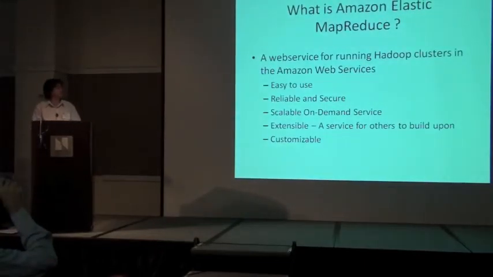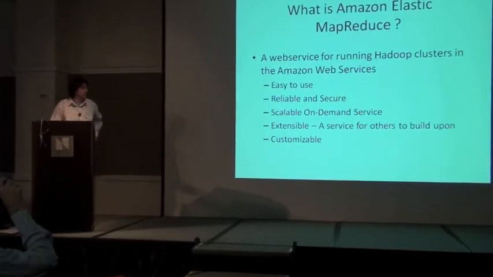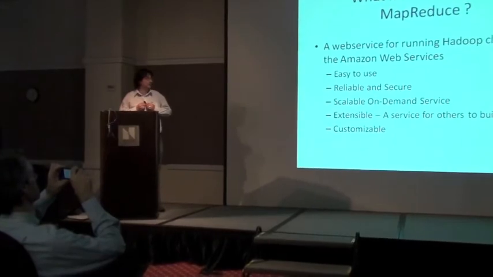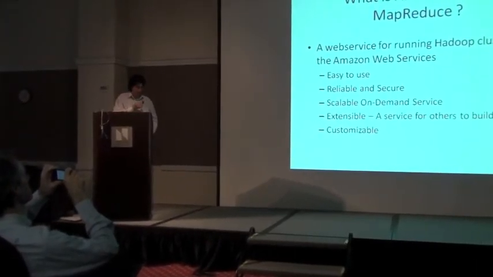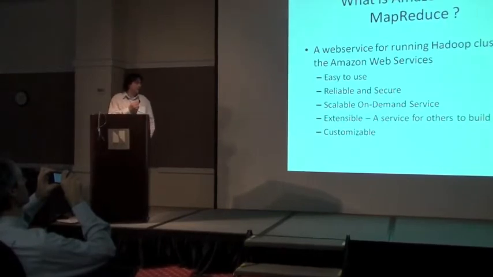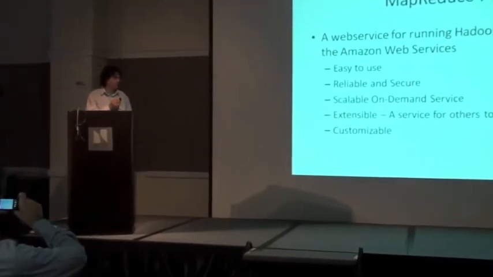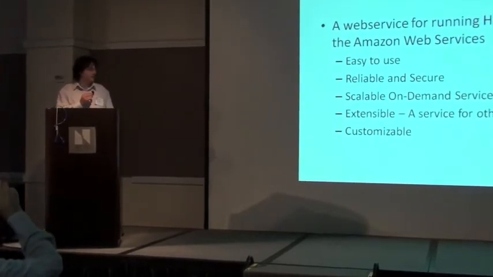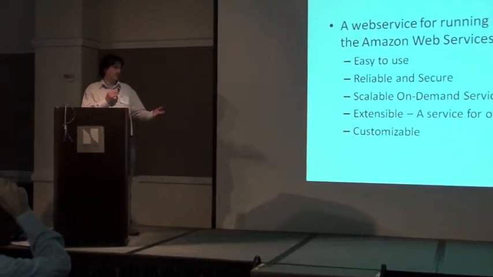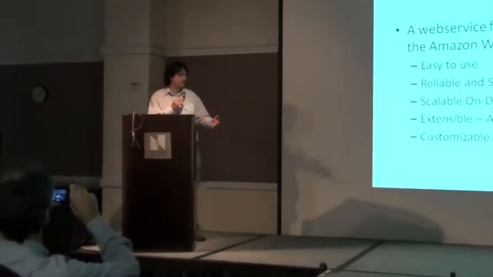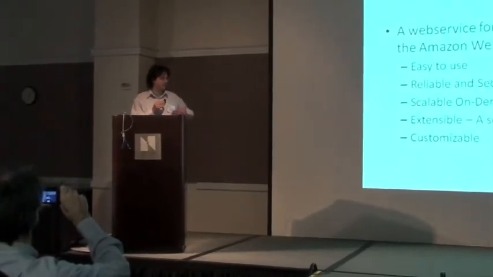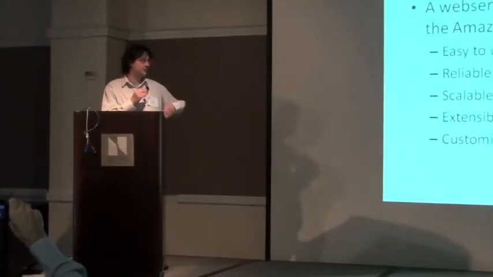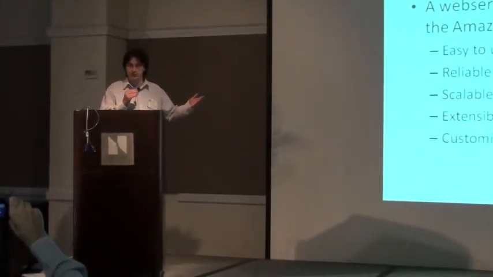Okay, so what is Amazon Elastic MapReduce? Basically, it's a web service for running a Hadoop cluster using Amazon Web Services. And what we tried to do when we made this web service is make it an easy to use, reliable and secure, and scalable on-demand service. So what that means is that as your demands increase, you can just provision more resources to bring to bear on your problem.